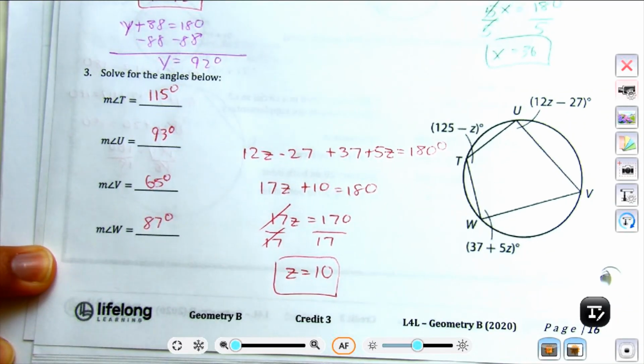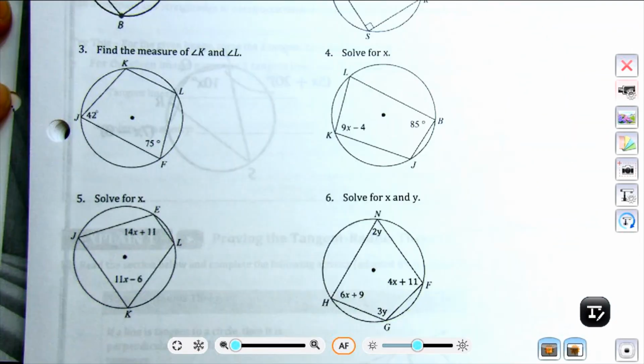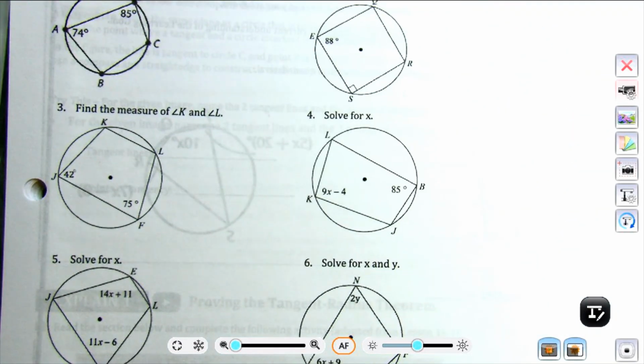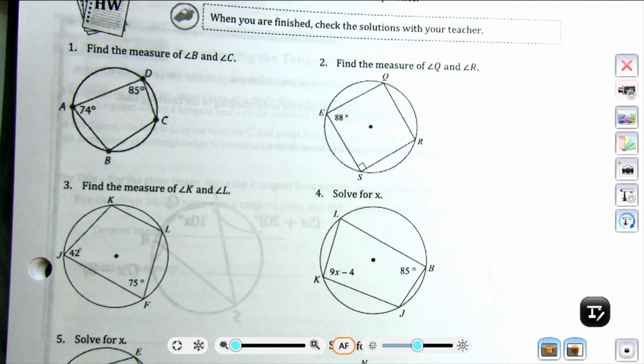So that pretty much completes this lesson. In your homework, you're just going to be using the same theorem. Just remember that opposite angles are supplementary in this section. Thank you.